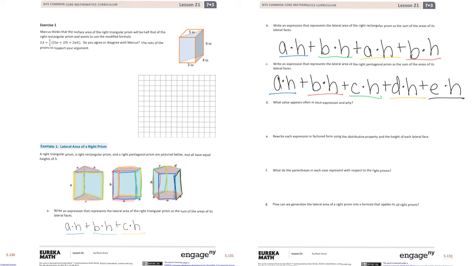Again, this is how we would find the lateral area of this prism. So let's go ahead and move on to D. It says, what value appears often in each expression and why? Well, each prism has the same height, which we use as h, and so therefore each lateral face has a height of h.